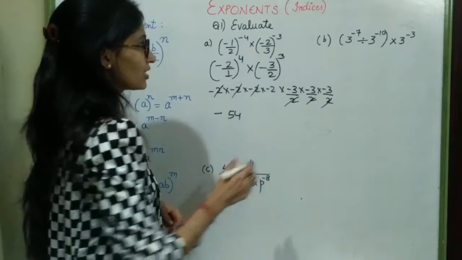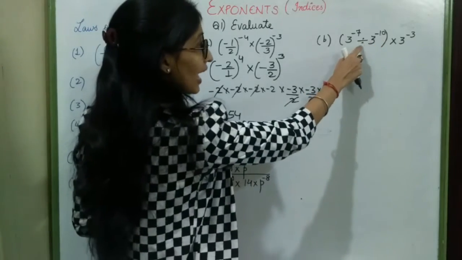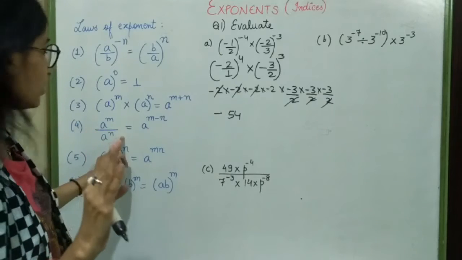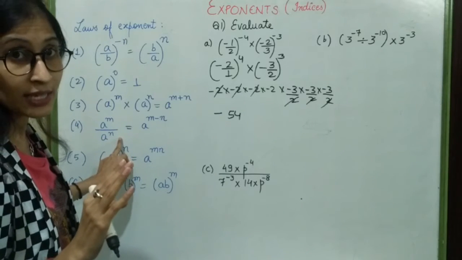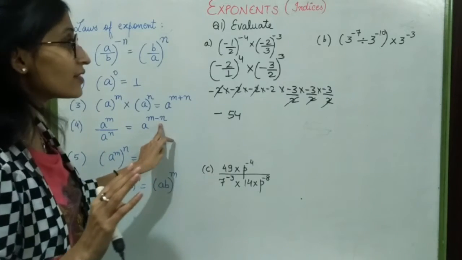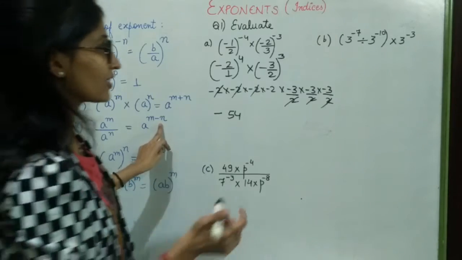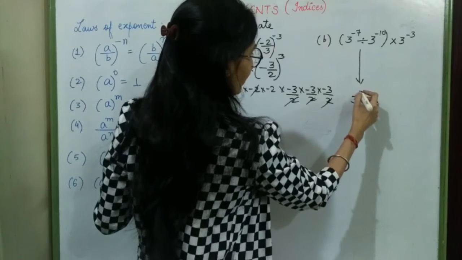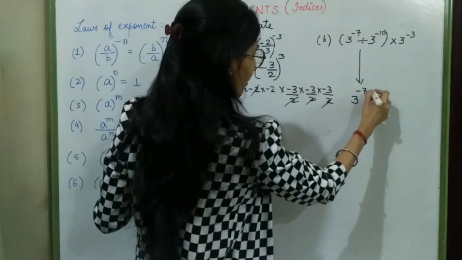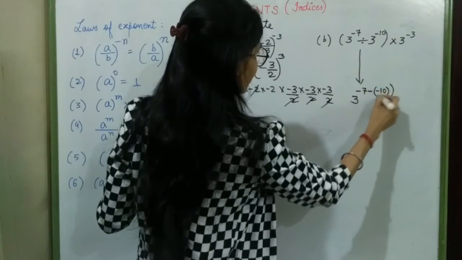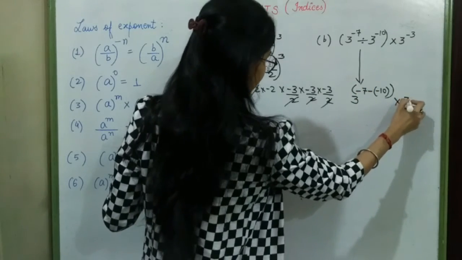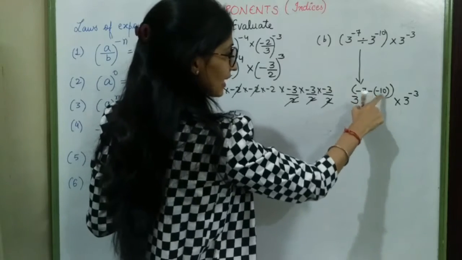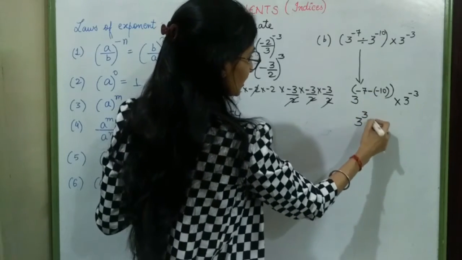In the next question, base is same and the sign is of divide. So I am going to follow my fourth rule. If the numbers have the same base and they are in division, powers are going to be subtracted. So this can be written as 3 raised to power minus 7 minus 10, multiplied by 3 raised to power minus 3. Minus plus 10 minus 7 will be 3.